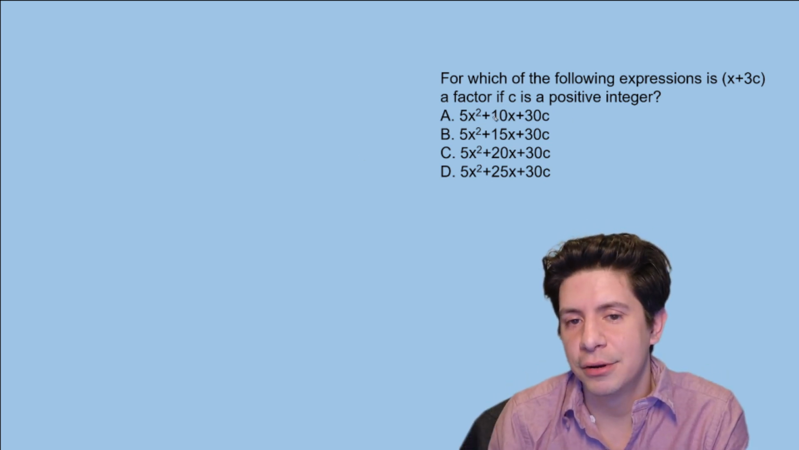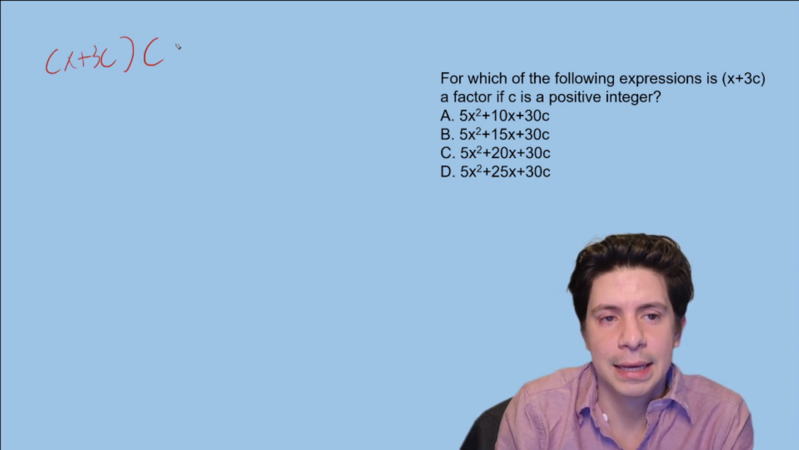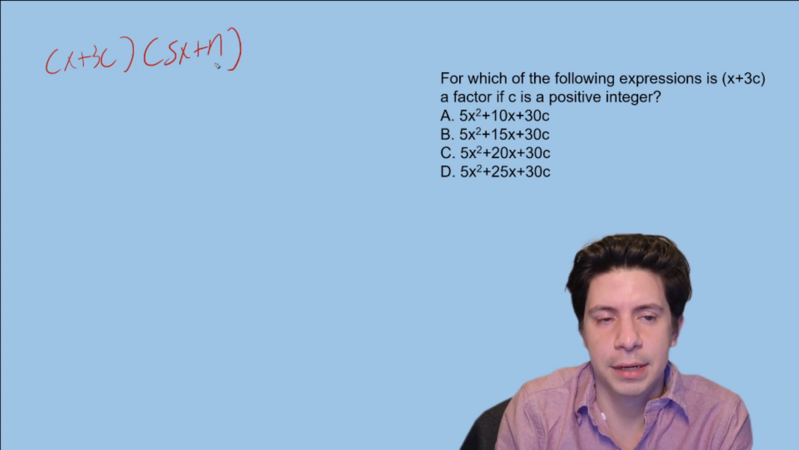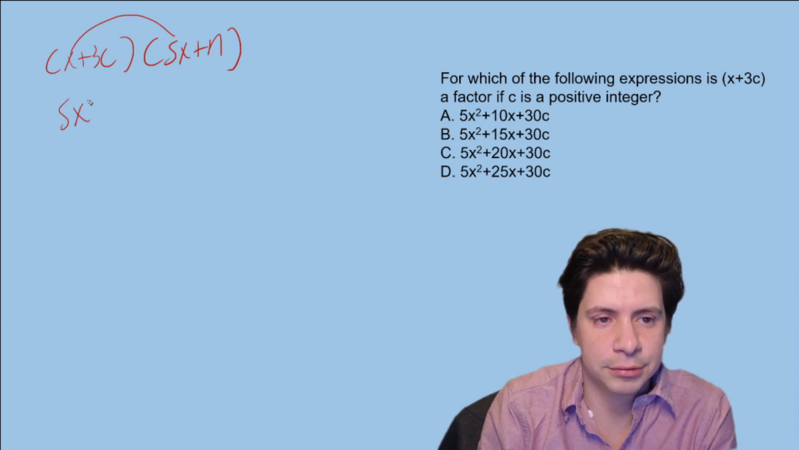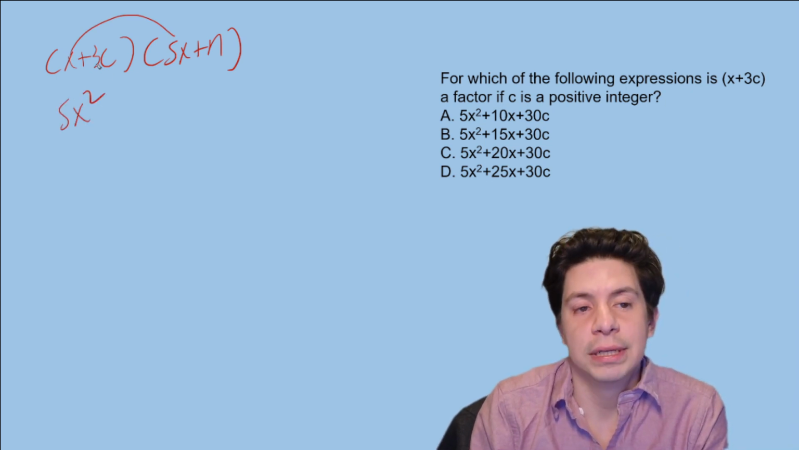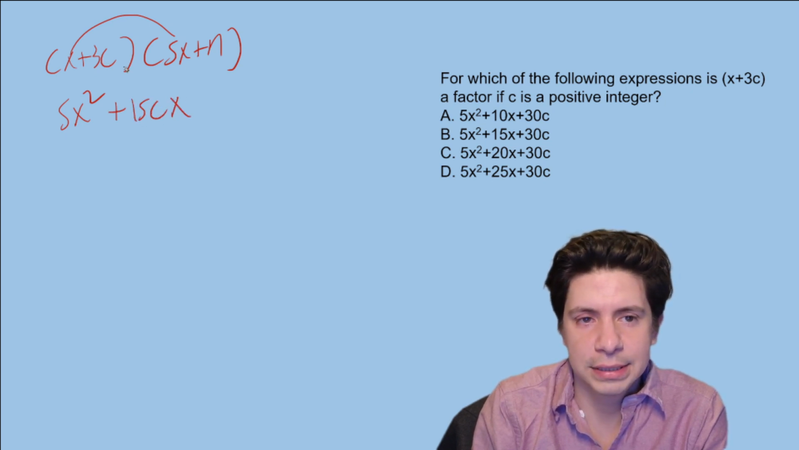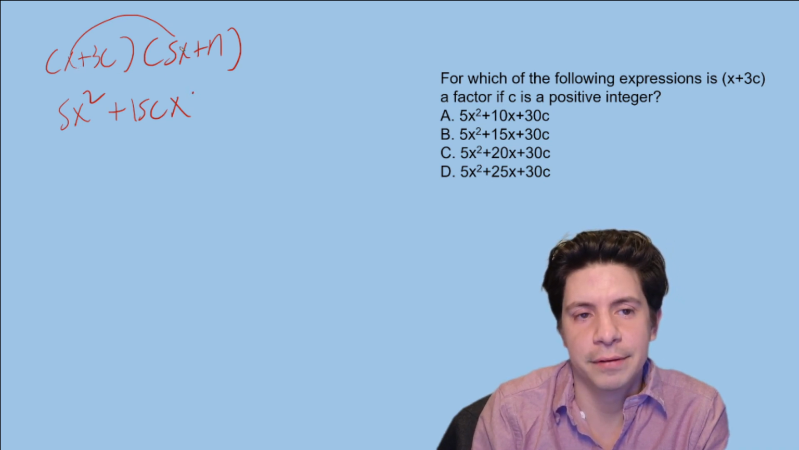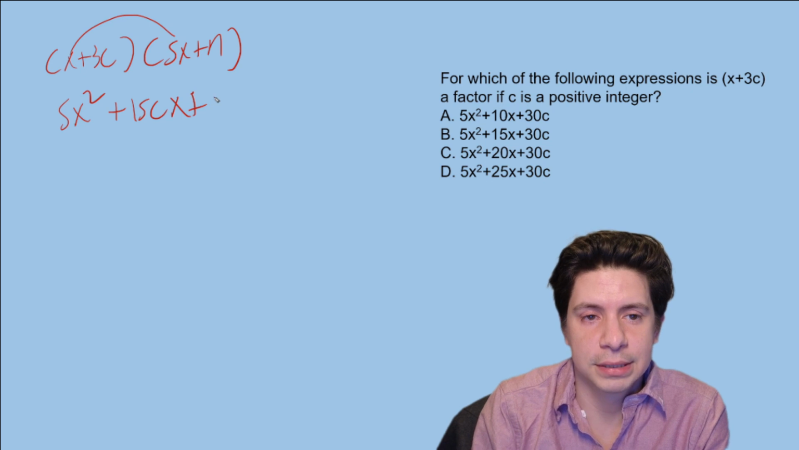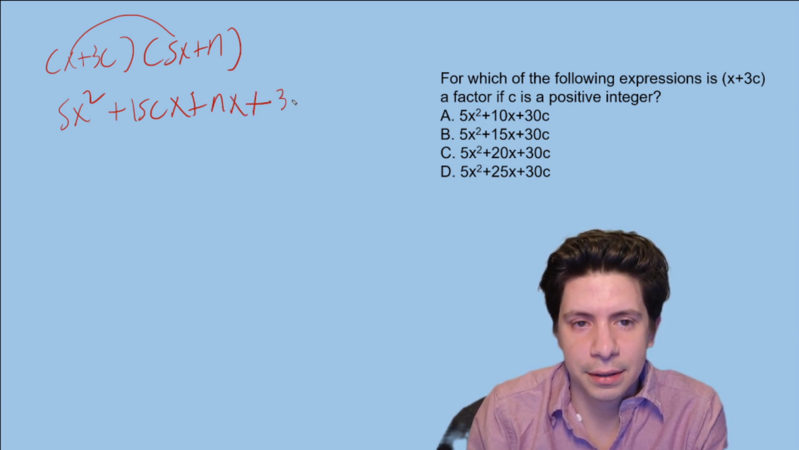Okay, so in this one, I noticed there's a 5x right off the bat. So they all have 5, so I'm going to make an equation where it's x plus 3c and 5x plus n equals one of these. So let's FOIL this. We're going to get 5x squared, which is what we want because they all have 5x squared. 3c times 5x is going to be 15cx. 3c times n is going to be 3cn, but we'll do that last. And then we'll do x times n, so it'll be plus nx. Plus 3cn is going to be here, right?